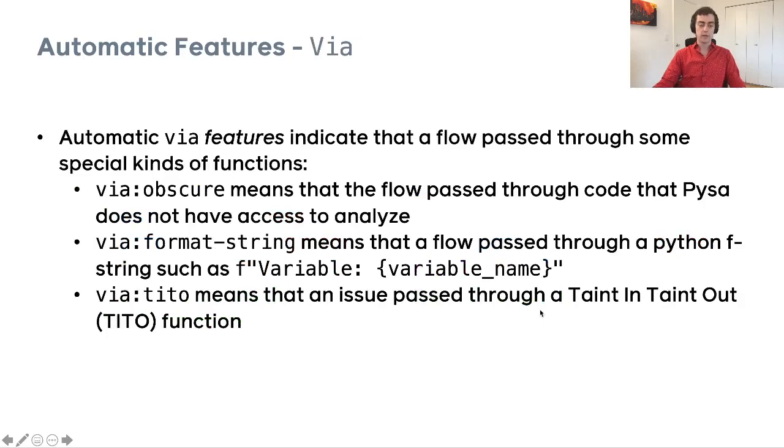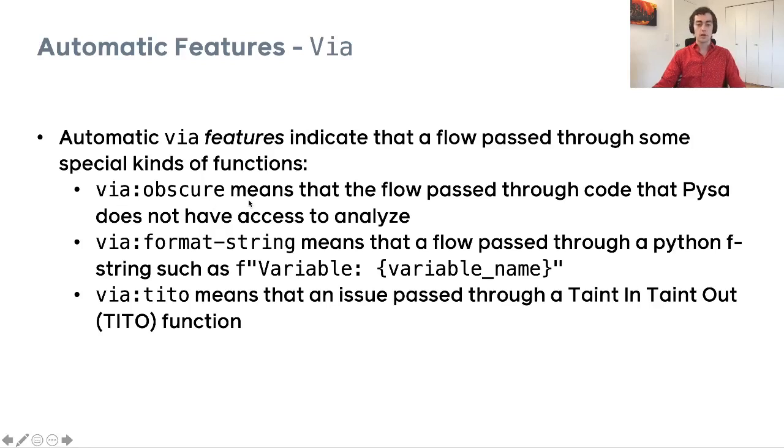So another kind of automatic feature that we add is a via feature. Via features tell you that the flow of data passed through some kind of special or interesting function. So the first kind of via feature is called via obscure.